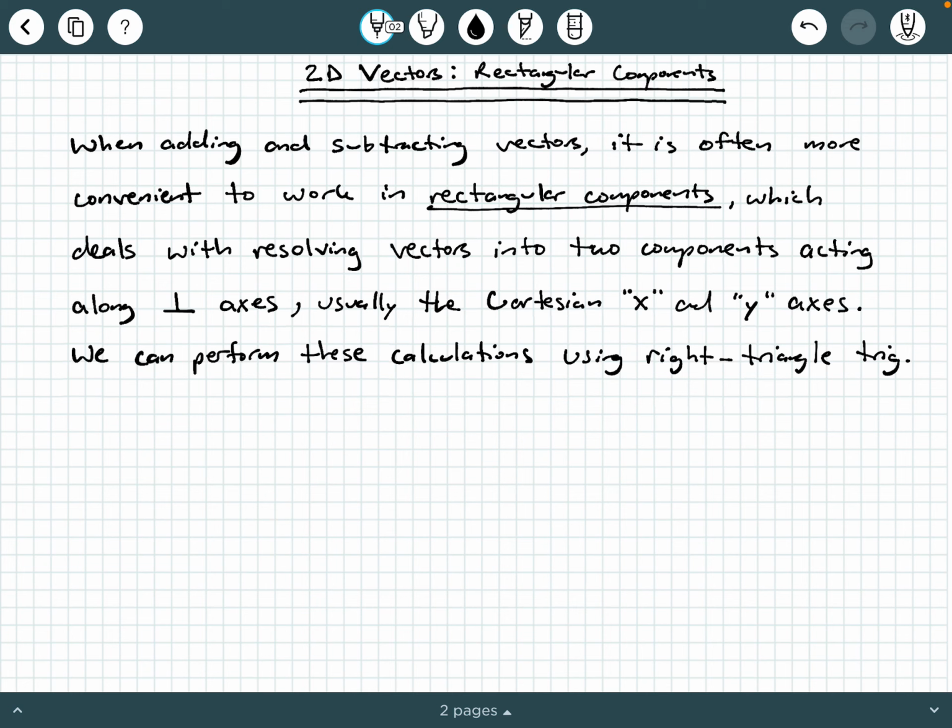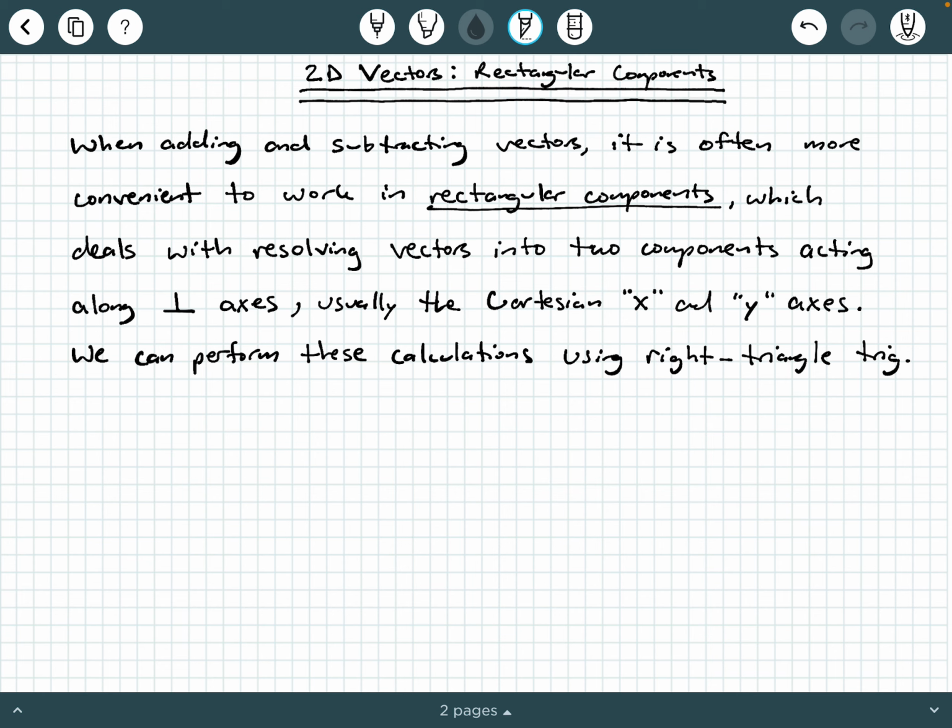Hey everybody, Dr. A here, and in this video we're going to be providing some background information on how to analyze two-dimensional vectors using rectangular components. So let's go ahead and get started. We're going to begin by just describing how this works in terms of rectangular components.